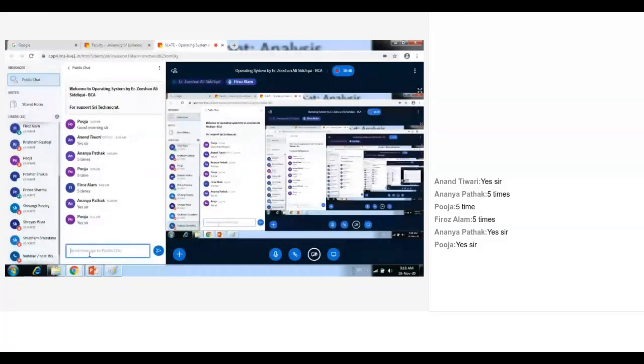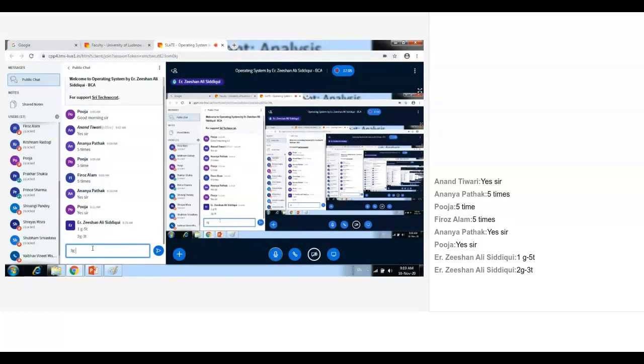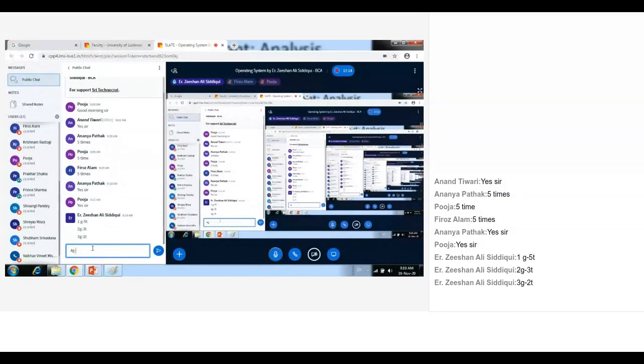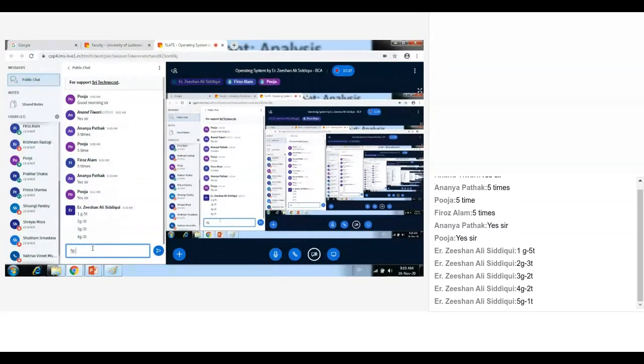Sir, 3 times. Exactly. Let me write: with 1 glass, you visit 5 times, right? If you have 2 glasses, then how many times? 3 times you have to visit. And for 3 glasses, 2 times, exactly. And suppose you have 4 glasses, then 2 times, exactly. And suppose you have 5 glasses and 5 guests, then how many times? 1 time, exactly.